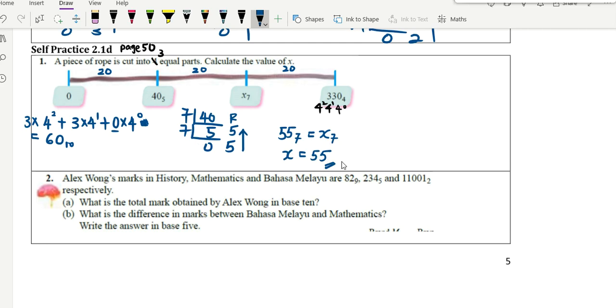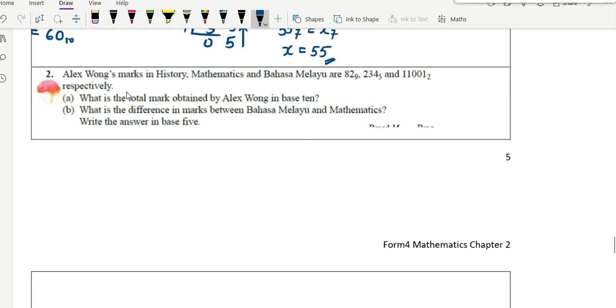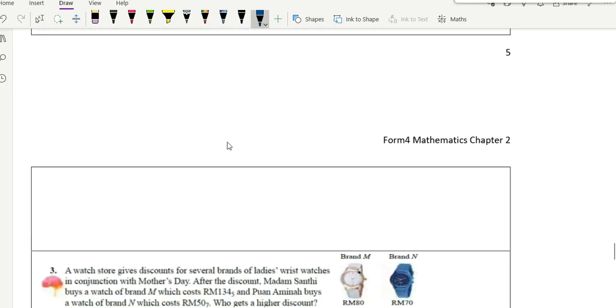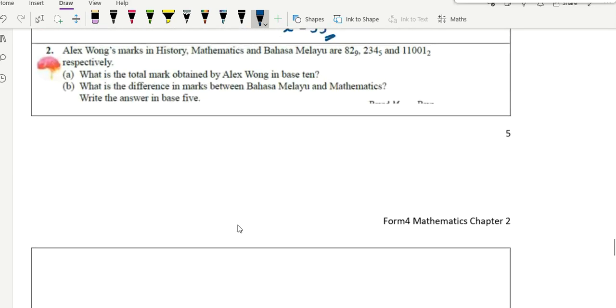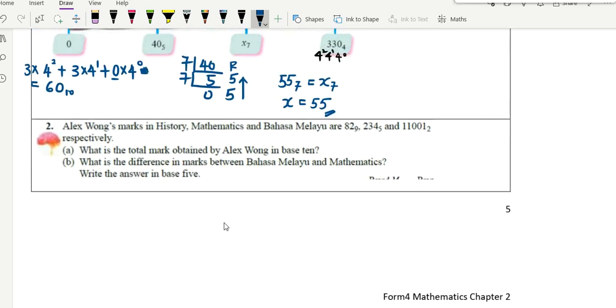Okay. Continue. Question 2. Alex Wong's marks in History, Maths, and Bahasa Melayu are 82 base 9, 235 base 5, and 11001 base 2 respectively. What is the total marks obtained by Alex Wong in base 10? They're asking you about the total marks in base 10, meaning these 3 marks you have to convert back to base 10. You can write your answer in the space here on the next page. Just write it down here. Okay. Convert, yeah.